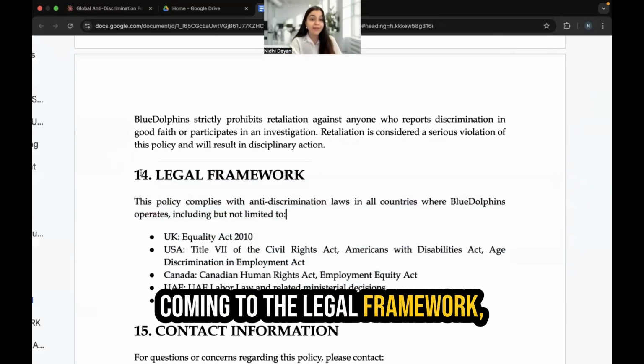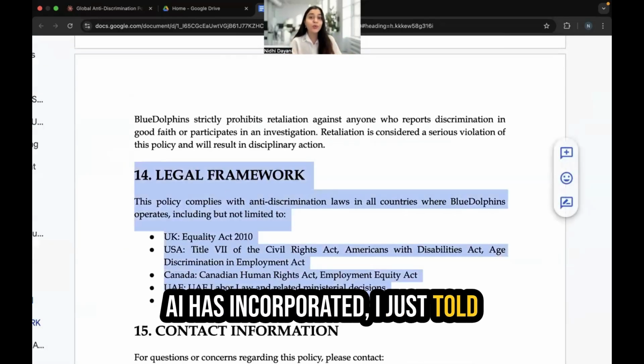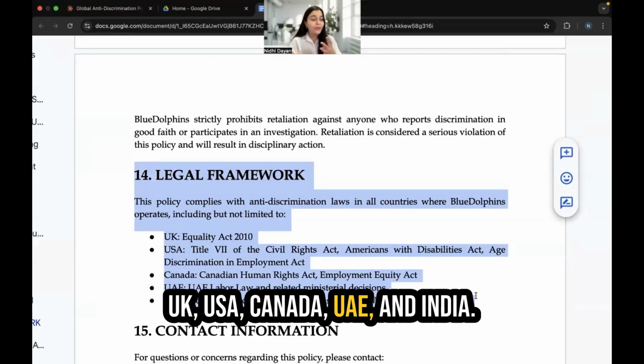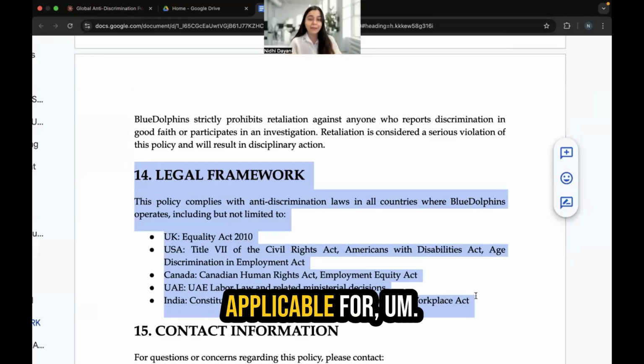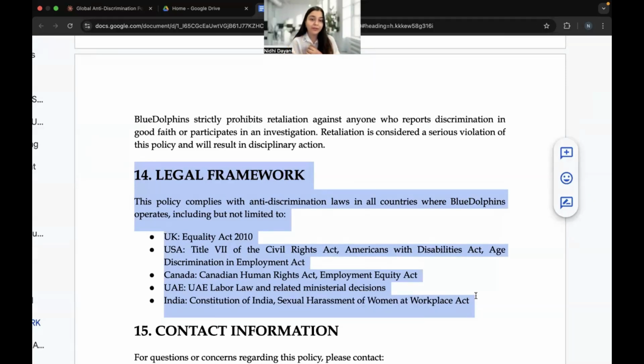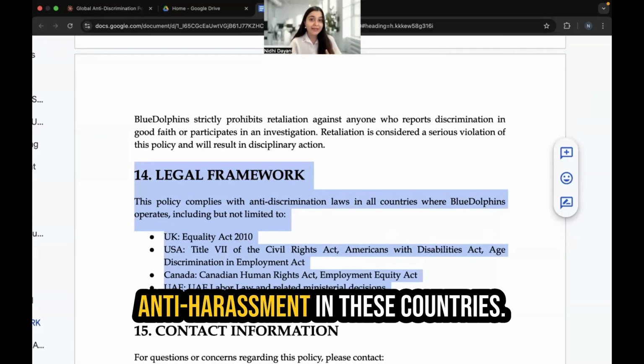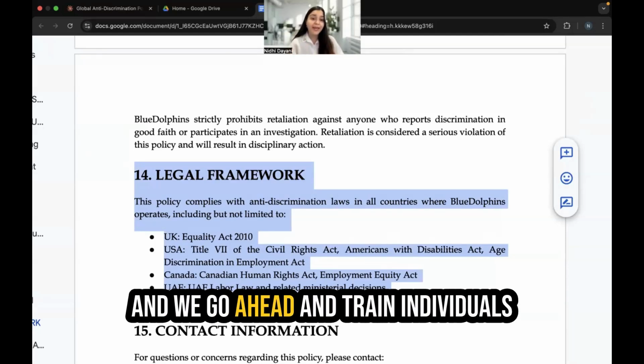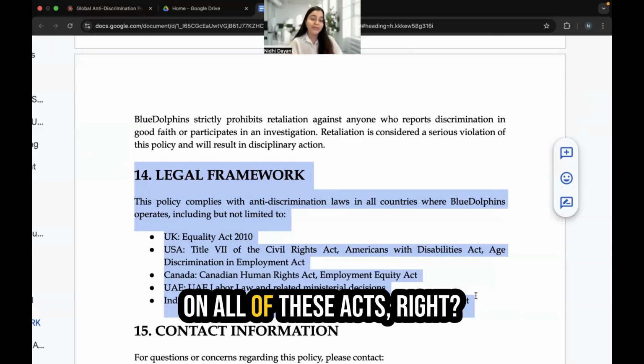Coming to the legal framework, AI has incorporated. I just told AI the countries. So I said it's UK, USA, Canada, UAE, and India. All the acts that are applicable for anti discrimination, anti harassment in these countries, they have been incorporated here. And we go ahead and train individuals on all of these acts, right?